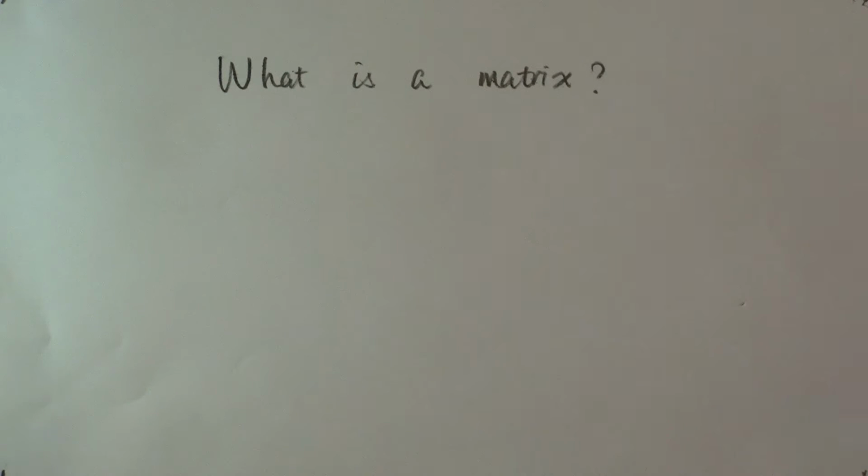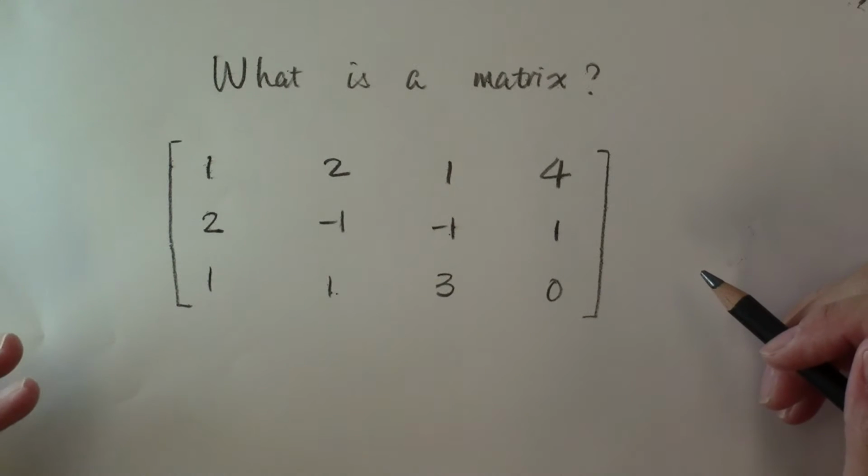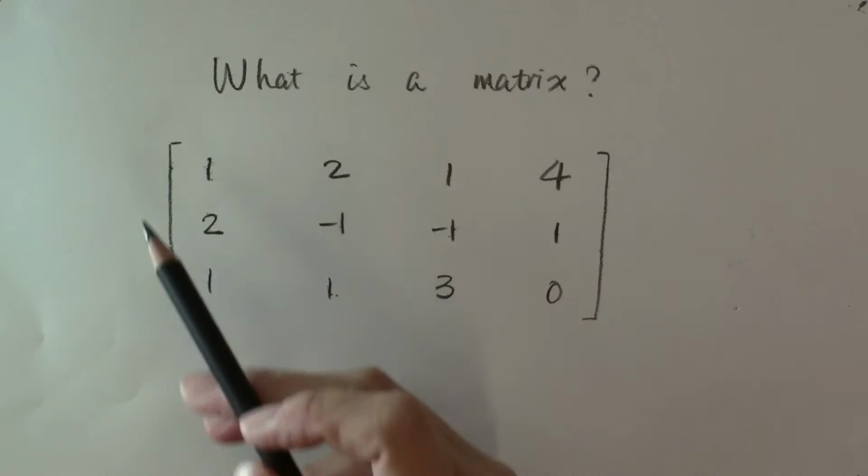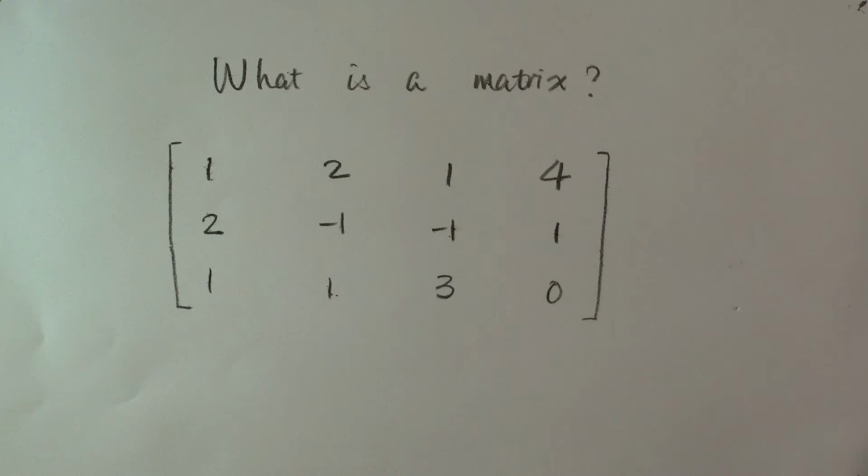So what is a matrix? A matrix is a rectangular array of numbers like this. We put square brackets around them for notational purposes. Matrices are a very useful tool to store information in an organized way. Let me give you some examples.